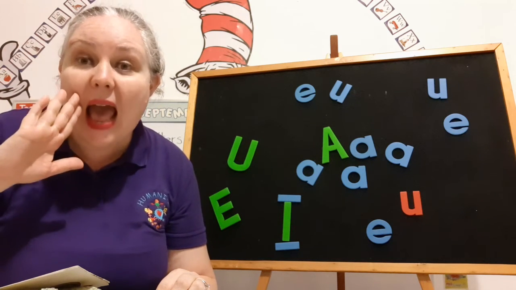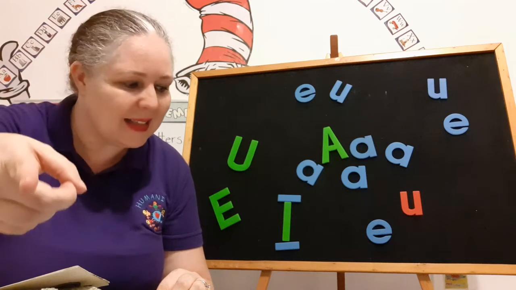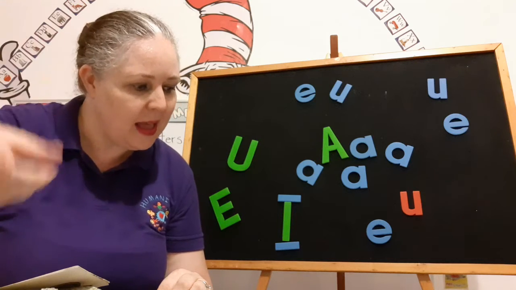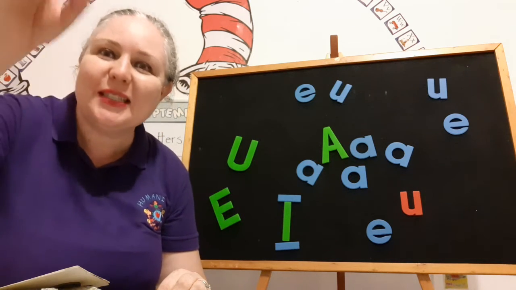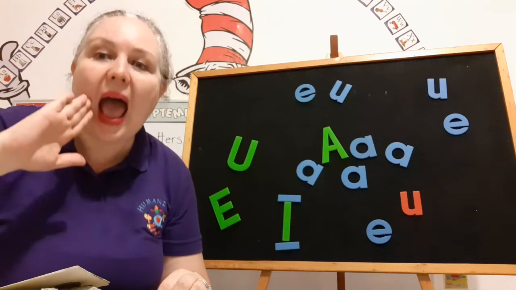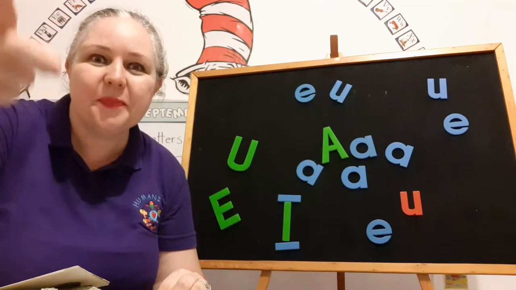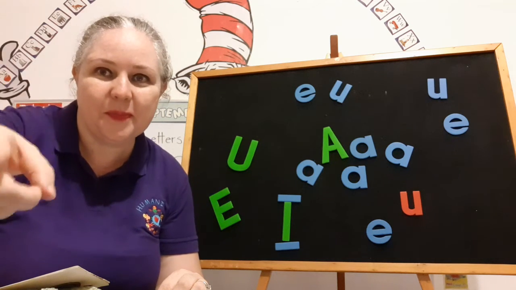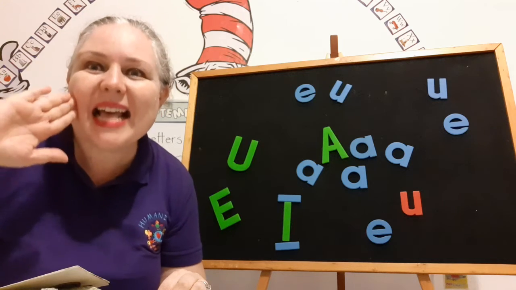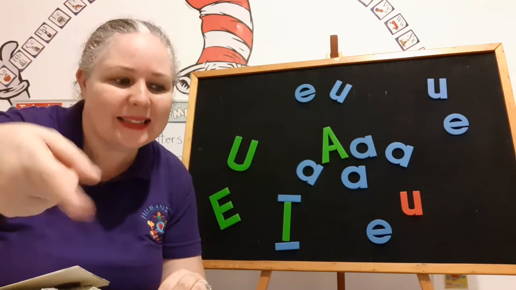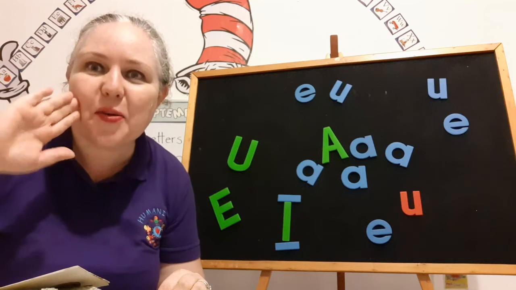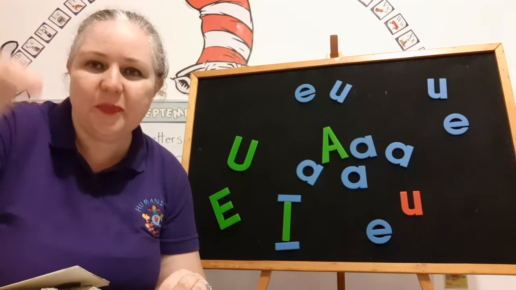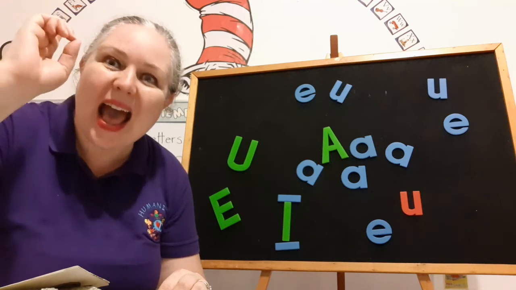A says A. Alphabet and apples, antelope and antlers, ah, ah. A. What does A say? A says A. Alligator acrobat. Astronaut and ankle. A says A.